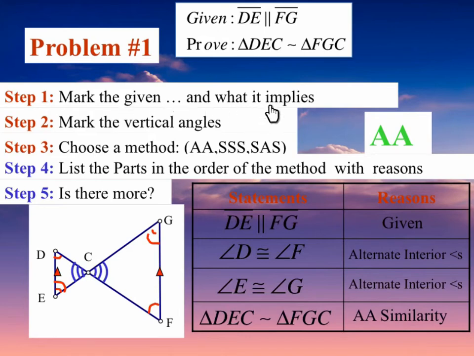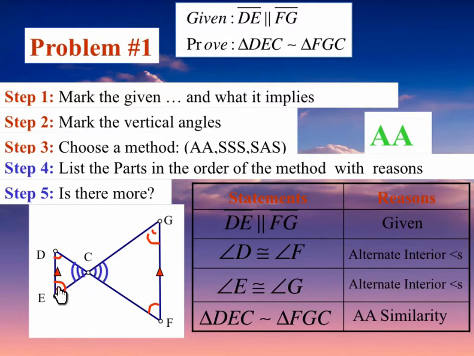So let's mark the given and what it implies. So we marked that these 2 sides are parallel. And since they're parallel, we then can see that this angle D is congruent to angle F, and angle G would be congruent to angle E, and also angle C right here and here are congruent to each other.